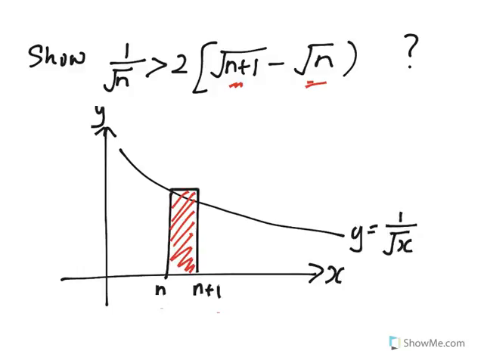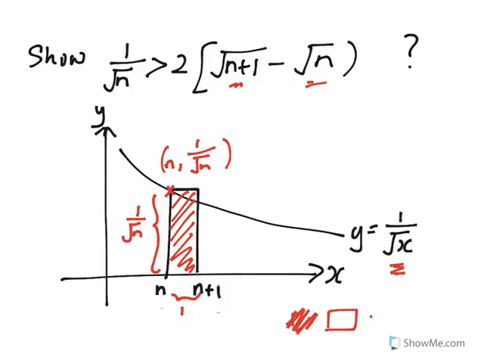So this portion, I get the height from here. Okay, if this is n, it's 1 over root n, right? So that means the height of this rectangle is 1 over root n. That means the width is 1. That means the area of this rectangle, the red rectangle, is equal to 1 over root n times 1. That's the area of the red rectangle.